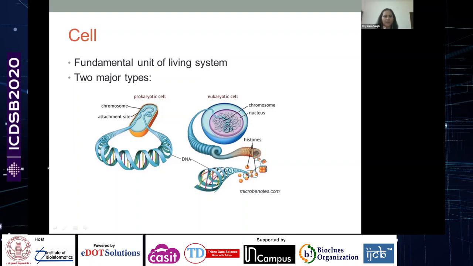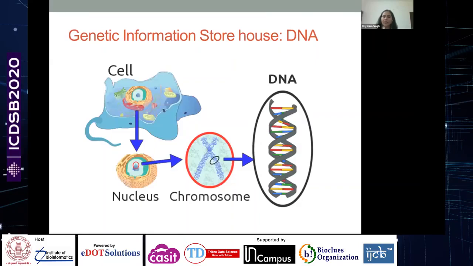Now, I mentioned that DNA is the genetic information storehouse for the cell. This just represents how DNA is packed inside the eukaryotic cell. In a eukaryotic cell, there is a nucleus. Inside the nucleus are present chromosomes. Chromosomes are made up of this genetic material called DNA. Now let us start by looking at what DNA is and what it is made up of.